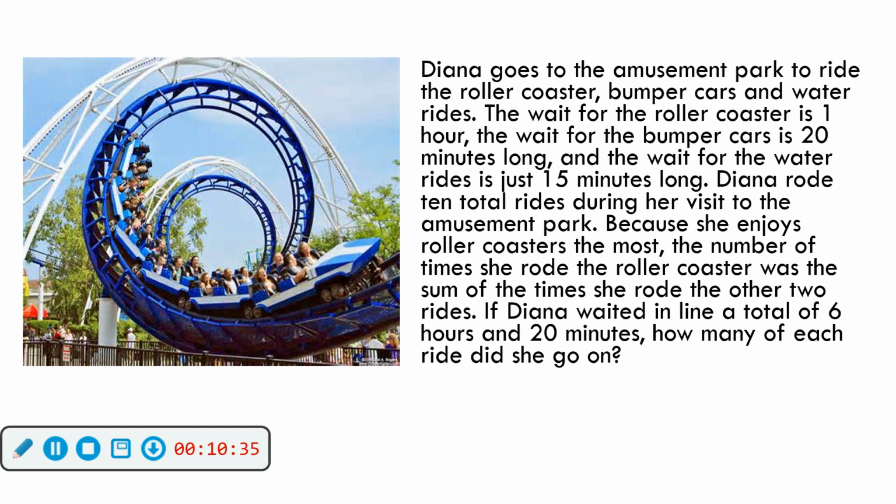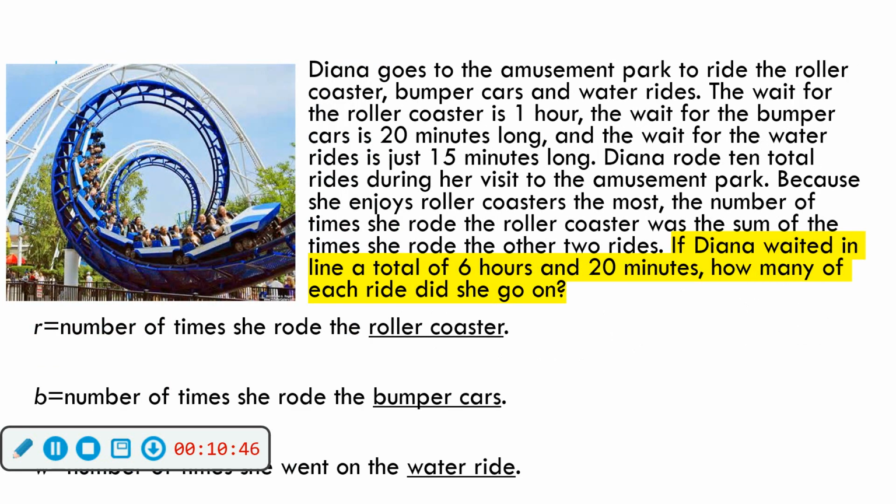So let's first stop. Remember, step 1 is, what are they talking about here? Well, they're talking about 3 kinds of rides: roller coaster, bumper cars, and water rides. Okay? So I'm going to define those as R is the number of times she rode a roller coaster, B is the number of times she rode bumper cars, and lastly, W is the number of times that she rode water rides. That's step 1.